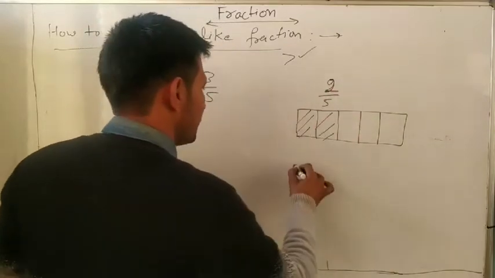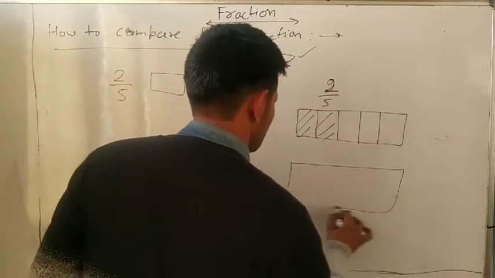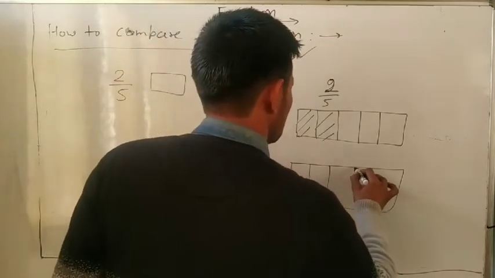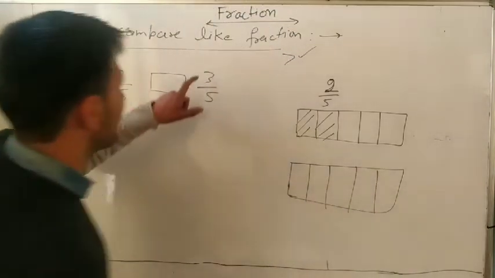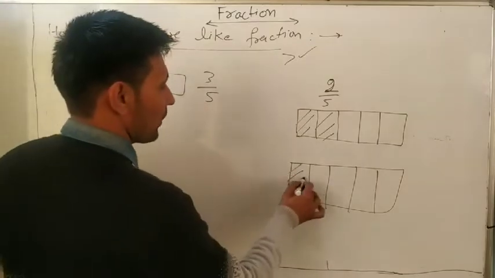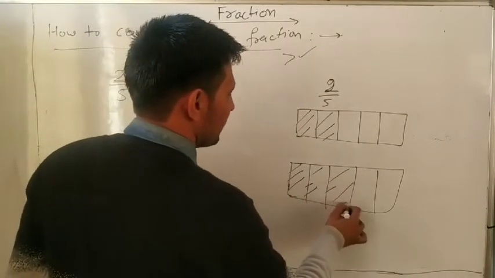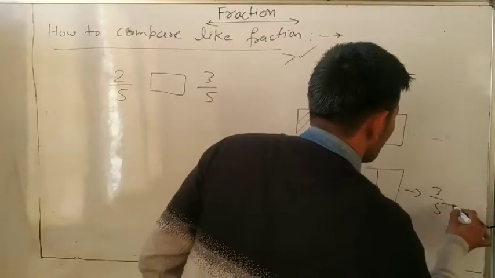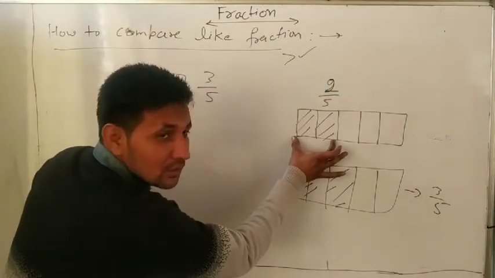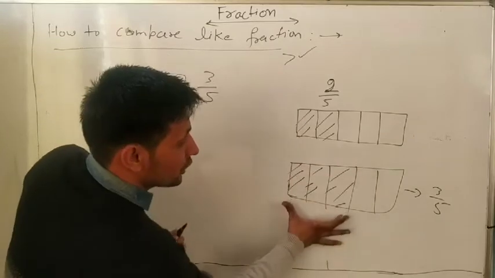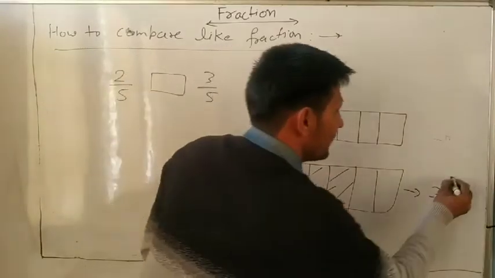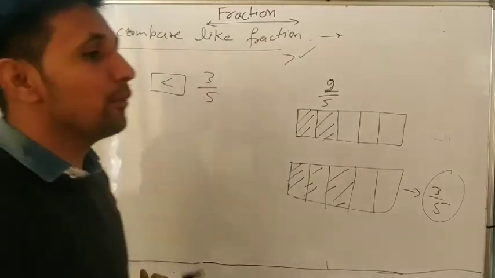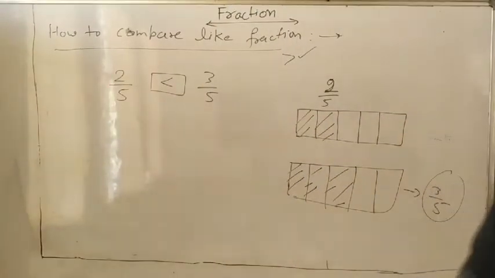Next, again make 5 parts: 1, 2, 3, 4, 5. Now 3 upon 5. So 1, 2, 3. Tell me which one is greater? It is 3 by 5. So 2 by 5 is only this much and 3 by 5 is only this much. So which one is greater? 3 upon 5.